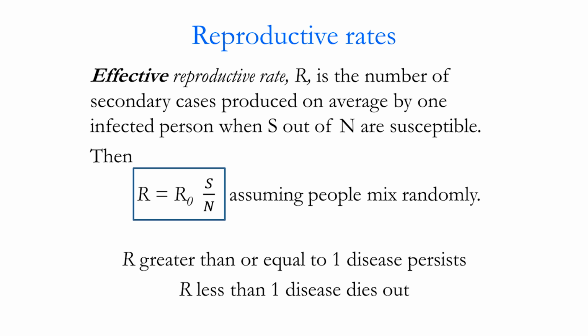If the number of susceptibles drops right down, then the effective reproductive rate is going to reduce. And it's R, the effective reproductive rate, that tells us about the pattern of the disease. If each infected person produces one or more than one on average, then the disease is going to persist. If each infected person produces less than one on average, then the disease is going to die out. So this effective reproductive rate is going to give us a handle on how to vaccinate in order to control the disease.